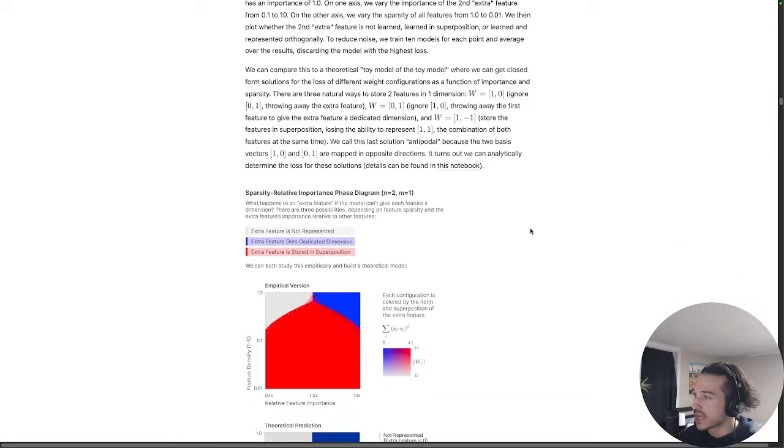There are three natural ways to store two features in one dimension. W equals [1, 0], ignoring the second feature [0, 1], throwing away the extra feature. W equals [0, 1], ignoring [1, 0], throwing away the first feature to give the extra feature a dedicated dimension. And W equals [1, -1]: store the features in superposition, losing the ability to represent [1, 1], the combination of both features at the same time. We call this last solution antipodal because the two basis vectors [1, 0] and [0, 1] are mapped in opposite directions. It turns out we can analytically determine the loss for these solutions.